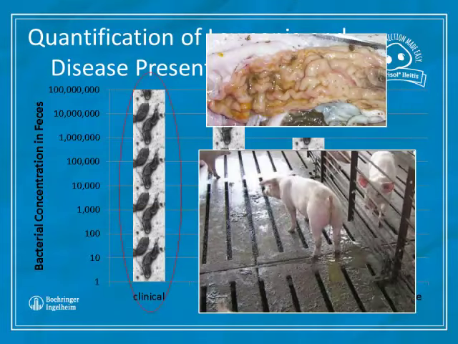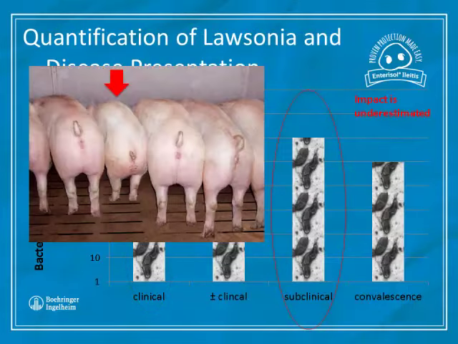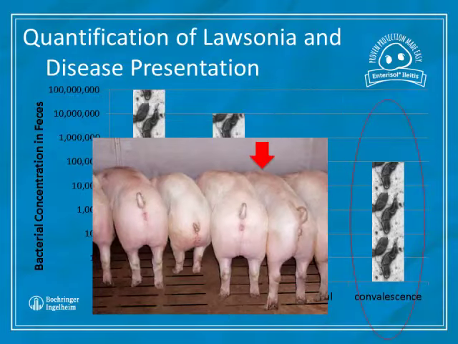Then when we get 10 to the 6, this is where you have a subclinical presentation, meaning we don't know that the pig is infected. They can appear completely normal, but this is where our impact is underestimated. So here, looking at the other pigs, we can see that he's just a little bit smaller. We know it's affecting performance, but we just don't have any clinical presentation, so we miss those pigs. And then the convalescence, which is the recovery phase, and that could be this pig over here.